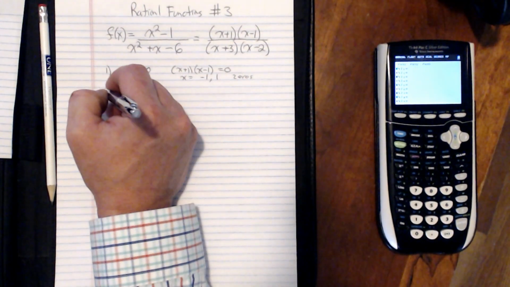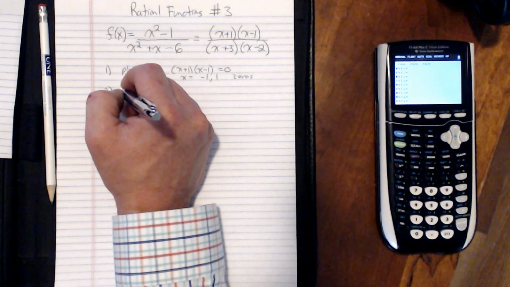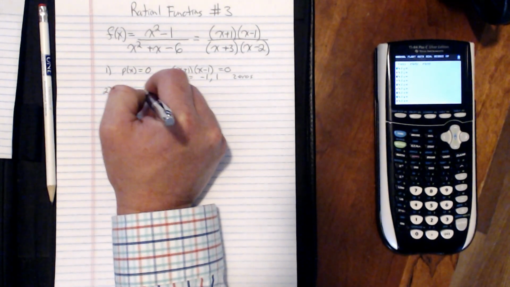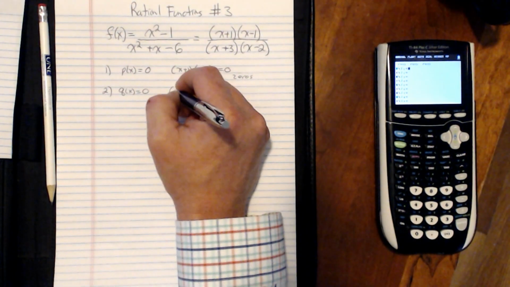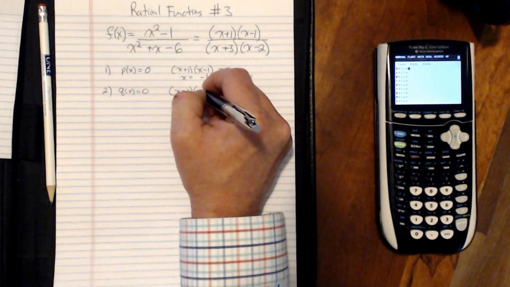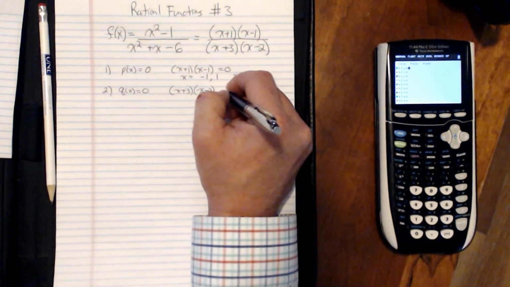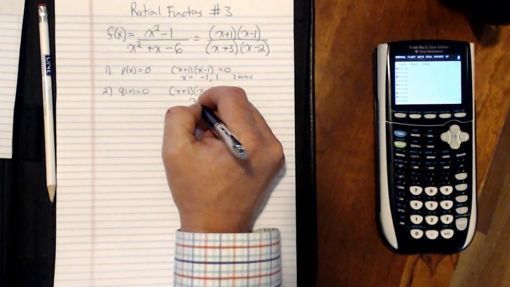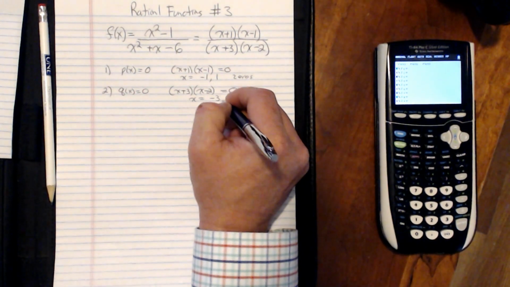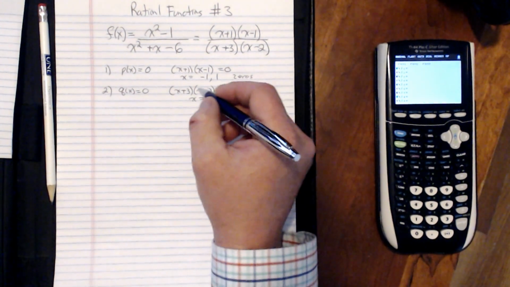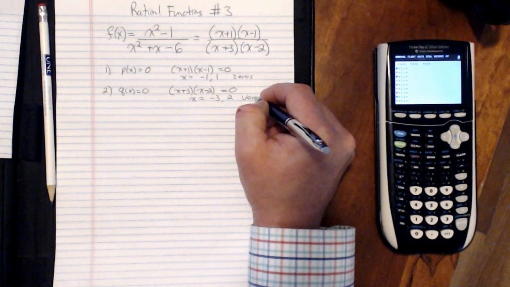The next thing I want to do is set my denominator equal to 0. So I'm going to have x plus 3, x minus 2, those equal 0. So I'm going to have x is equal to -3 and +2. These are going to be my vertical asymptotes.